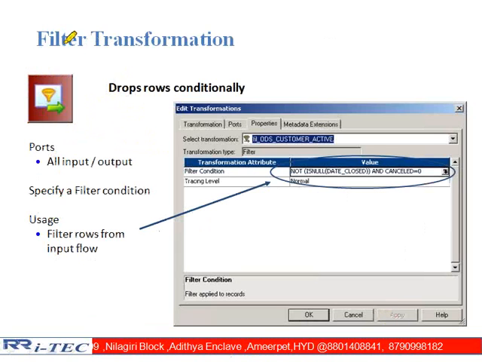Right. See this one, filter transformation is useful to drop rows conditionally. What is the condition I am putting here? Not of is null of date closed. One is date closed should not be null, and cancel should not be equal to 0. If this overall condition is not satisfied, then I am trying to filter it out.